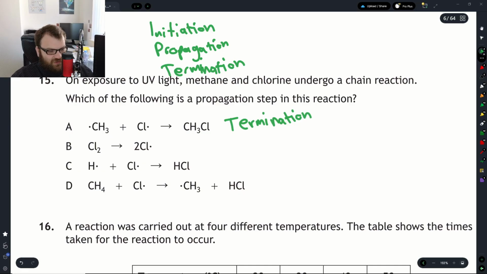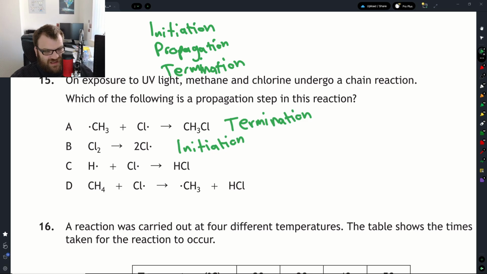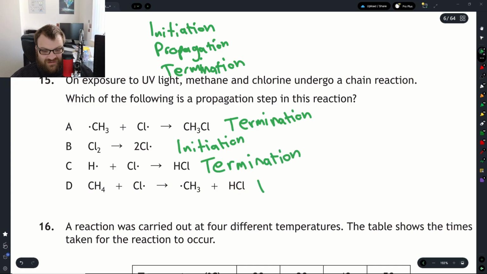Next one, we had no radicals on the left. We now have got radicals on the right. Therefore, this is going to be our initiation because it's starting off the reaction. Similarly, for C, it's same as A. It's also termination. There's radicals, the ones with the dots on the left, none on the right. This means by a process of elimination, our answer D is going to be propagation. We have a radical on each side. It keeps the reaction going. D is our correct answer for that one.